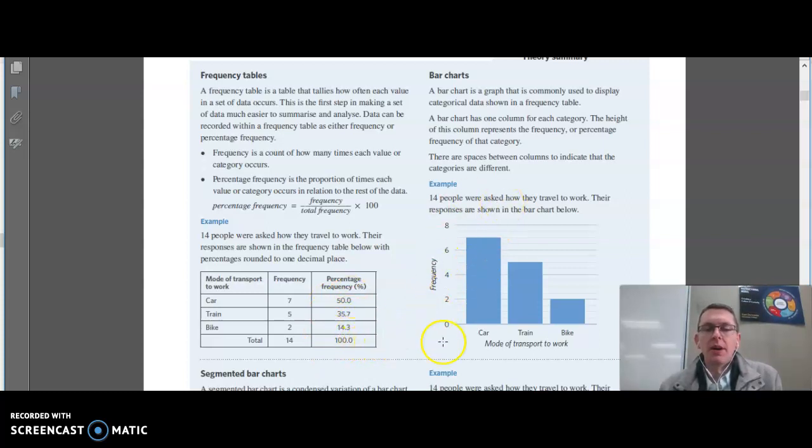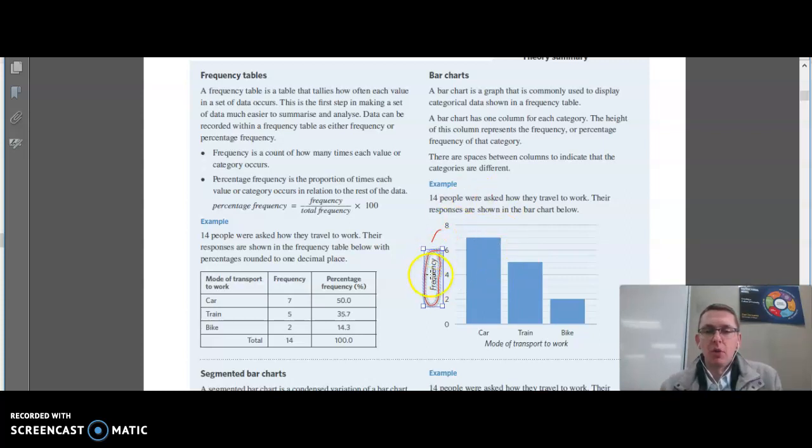Also, we'll do a bar chart, something like this. With a bar chart, one thing we should always look at is the frequency. Is that a frequency or is it a percentage frequency? Because if it's a percentage frequency, when you're asked questions to interpret it, we might need to change the percentage back to a count.